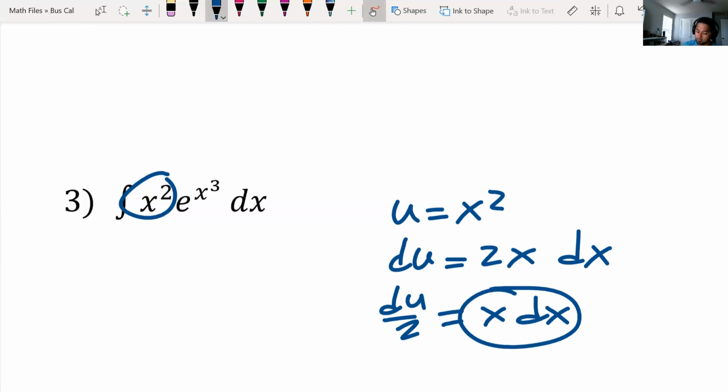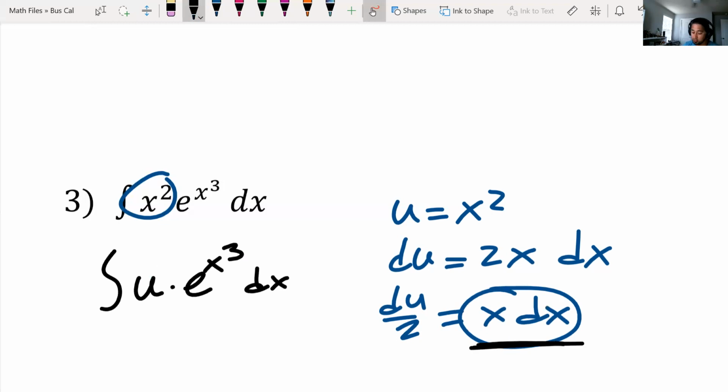No, you wouldn't, right? Because if I wrote in this substitution, you'd have u times e to the x cubed dx. And if there's an x dx here, we need one over here. Do you see one? No. So those wouldn't match up, meaning we have to select another substitution. So again, it's all trial and error.